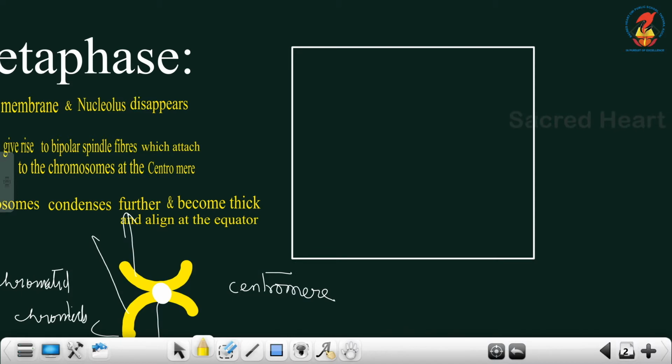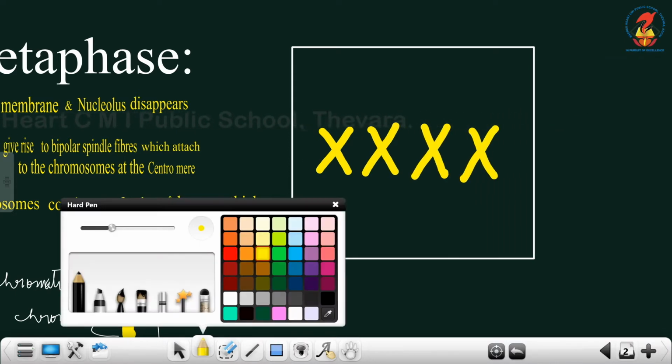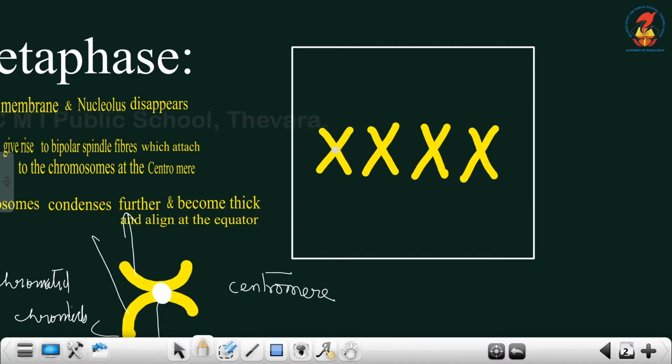Nuclear membrane, nucleolus, I need not draw because they have disappeared. Now, I am going to draw the 4 chromosomes, and definitely they have to be aligned at the equatorial plate. So, 4 X's at the center, at the equatorial plate. And very importantly, demarcate the centromere.